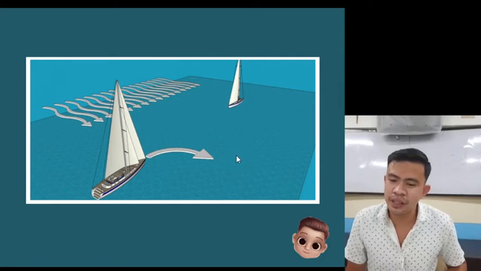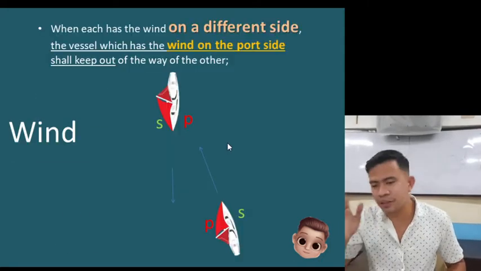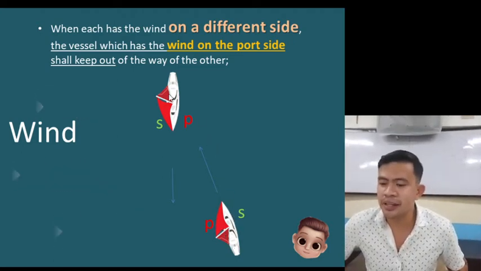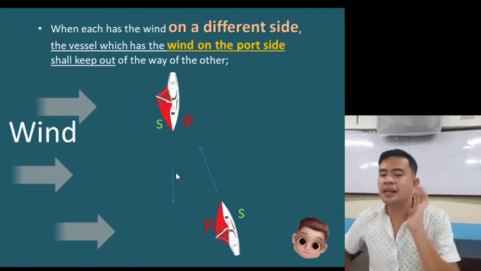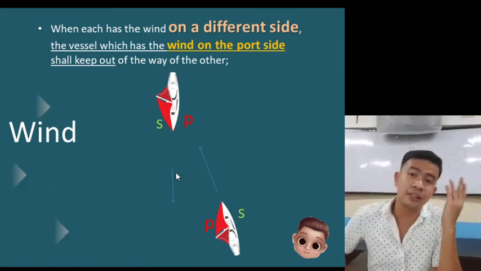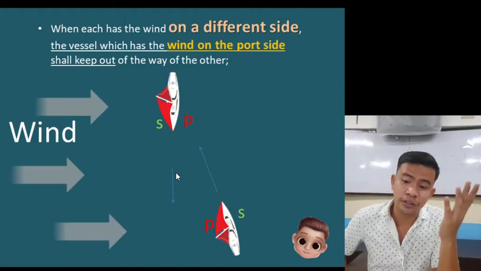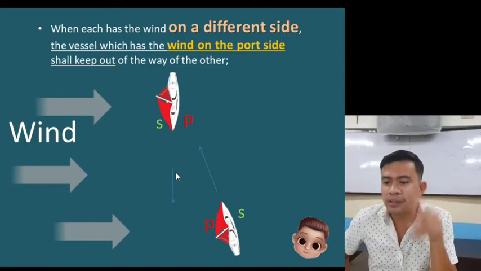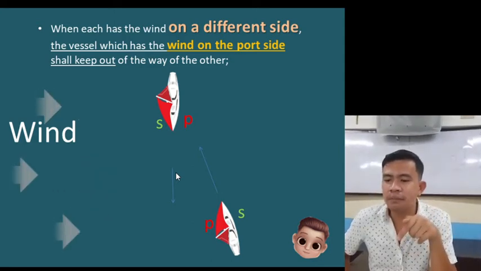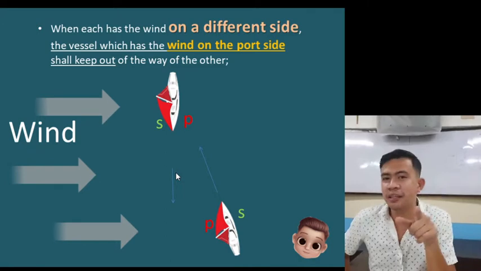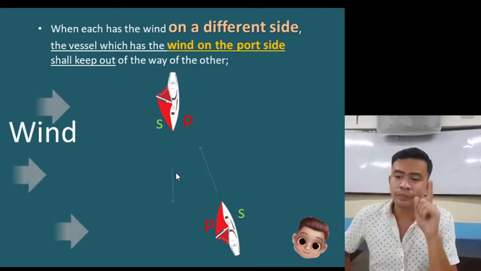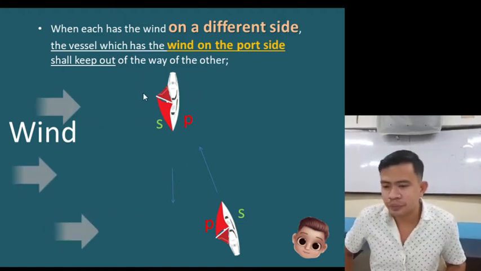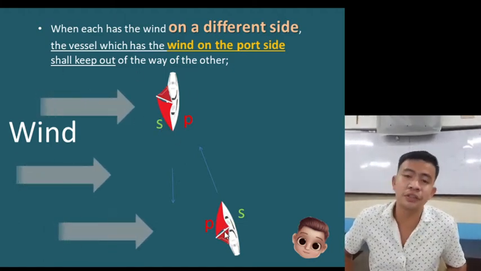Okay. Sige. For example, ito, ang ating illustration natin. This sailing vessel papunta dito and this sailing vessel papunta dito. As you can see, let's assume that there is a risk of collision. Now, what shall we do? This steering and sailing rules must apply natin. Ito ang mag-a-apply natin. And according sa sinabi natin kanina, when they have different side of wind. As you can see, the other has it on the starboard side and the other has it on the port side.